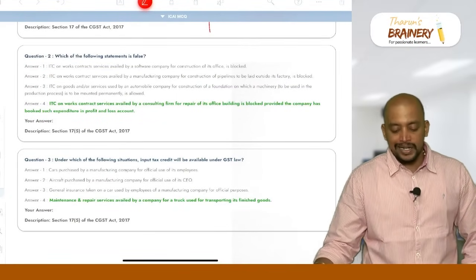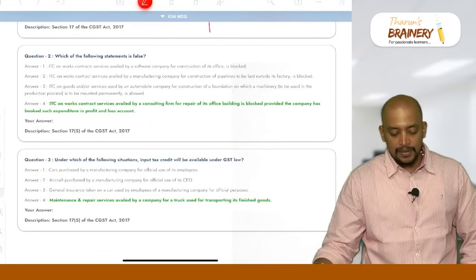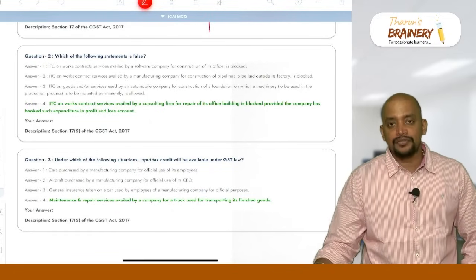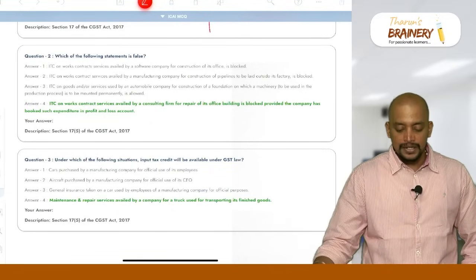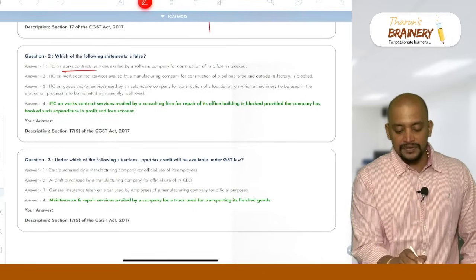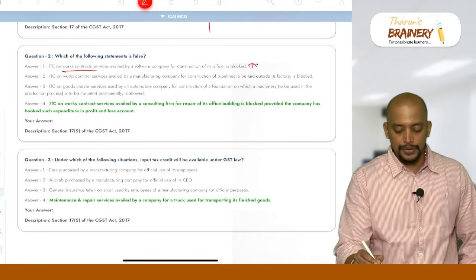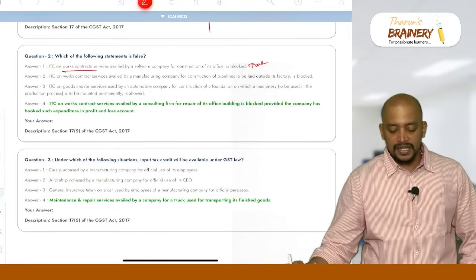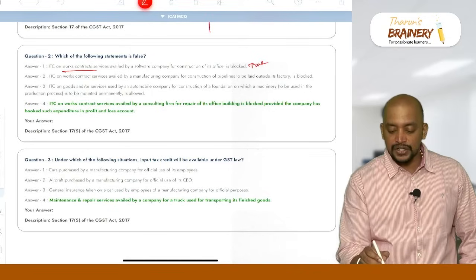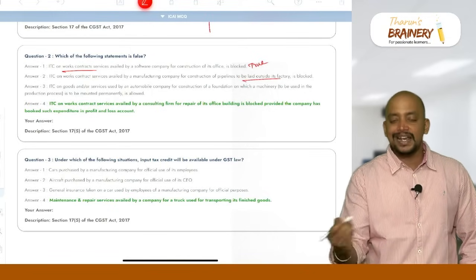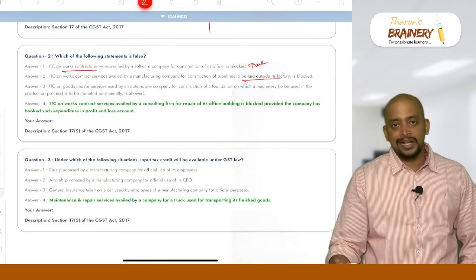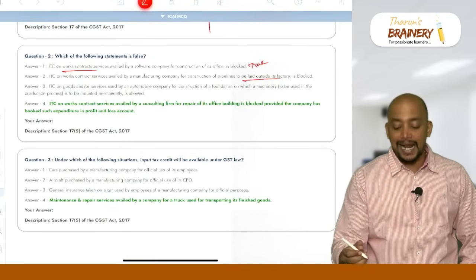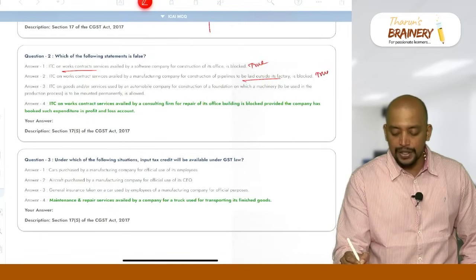ITC on works contract service availed by a software company for construction of its office is blocked ITC. So yes, works contract service is blocked ITC, that is true. ITC on works contract service availed by a manufacturing company for construction of pipelines outside the factory. Usually pipelines outside the factory will not come under plant and machinery, so it is blocked credit, true.